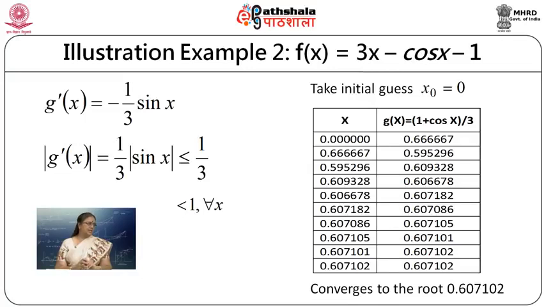We make an initial guess, just as simple, x0 equal to 0, without even bothering where the root lies. So you can see that in this table the first iteration gives the value of g at 0 as 0.666667. That becomes the input for the next iteration. So the value is 0.595296, and subsequently the method has converged to 0.607102 quite fast.